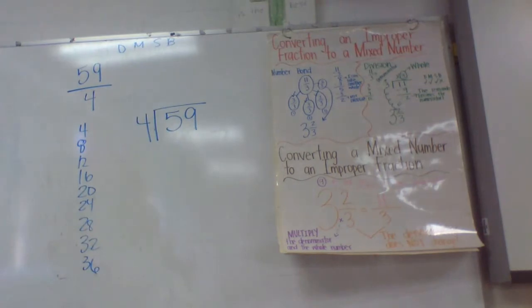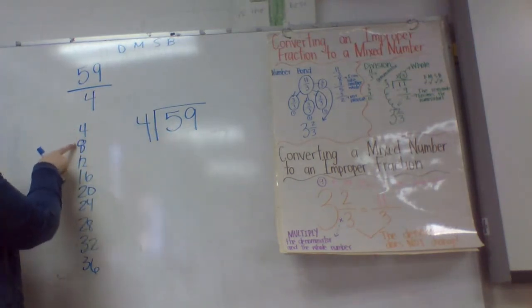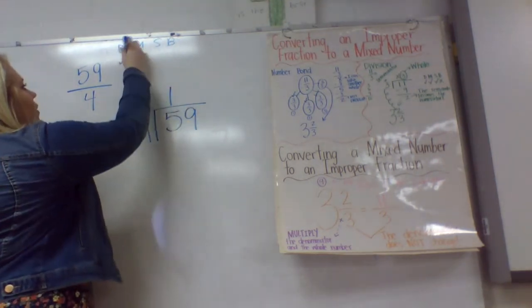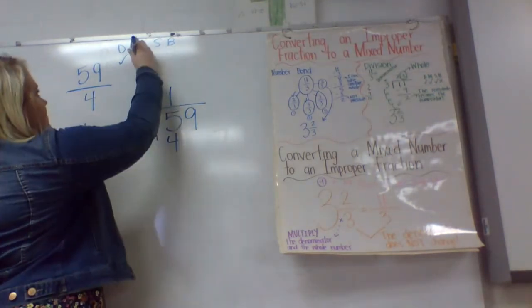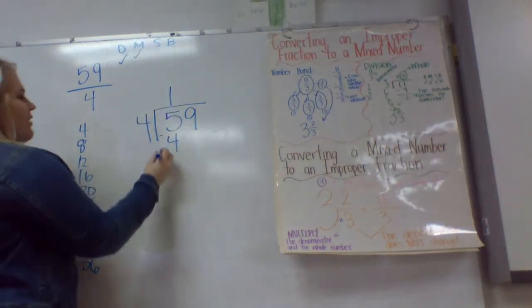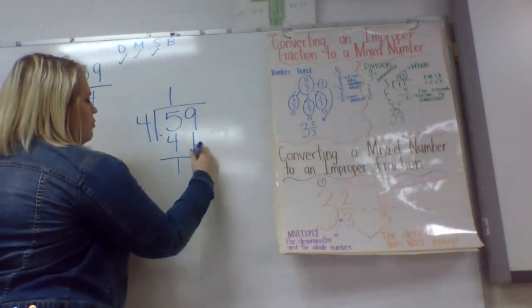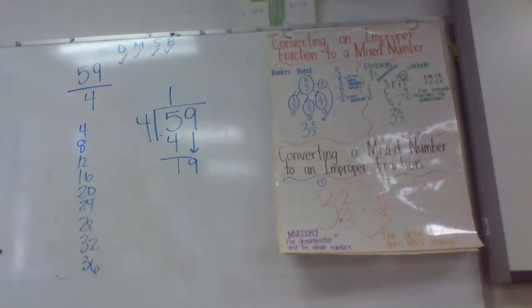I'm also going to do my divide, multiply, subtract, and bring it down. Okay, I'm ready to start. How many times can 4 go into 5? Let's look. 4, 8 is too much, so we have to go back. 4 can go into 5 one time. 1 times 4 is 4. 5 minus 4 is 1. Bring down my 9. Now I have 19. I'm ready to start over.